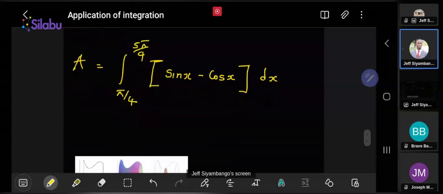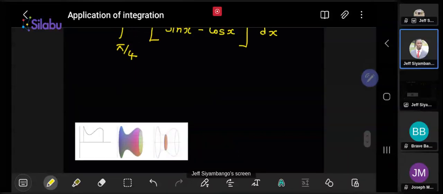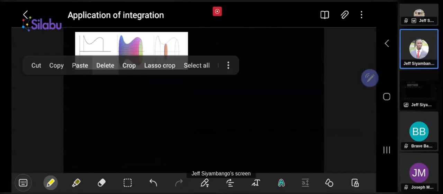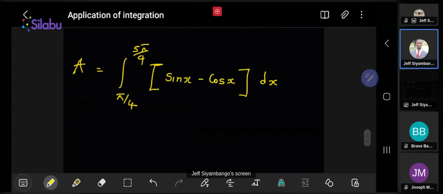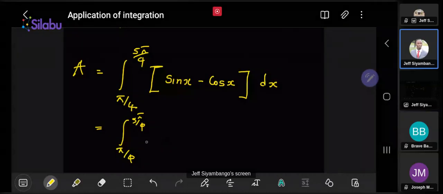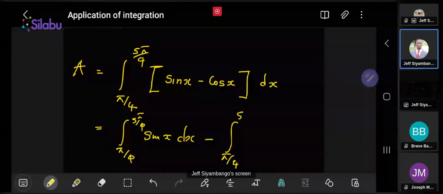Okay, so this now becomes the integral from pi over 4 to 5 pi over 4 of sine x dx minus the same for cos, then this is cos x dx.